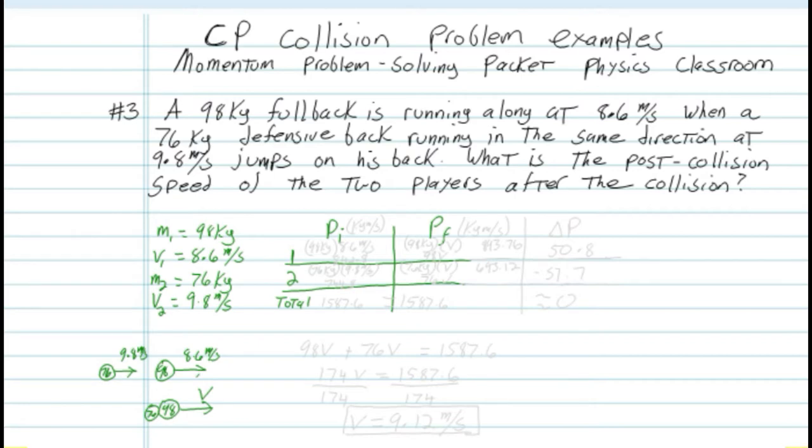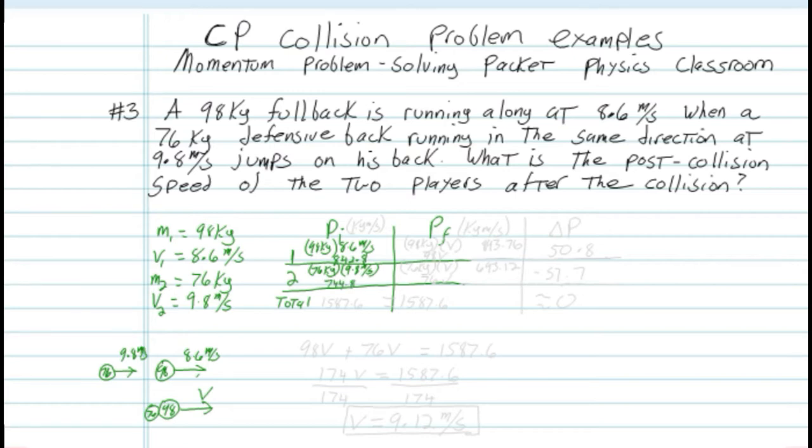Okay, now for the first object, it's 98 kilograms times 8.6 meters per second. So if I put that in the calculator, I get 842.8. And for the second object, I have 76 kilograms times 9.8 meters per second. So that gives me 76 times 9.8 is 744.8.